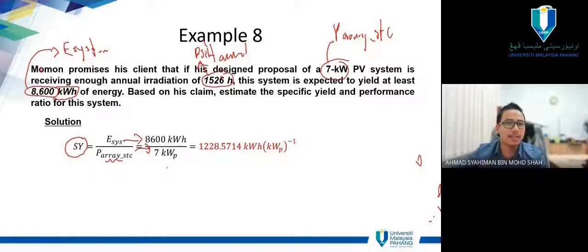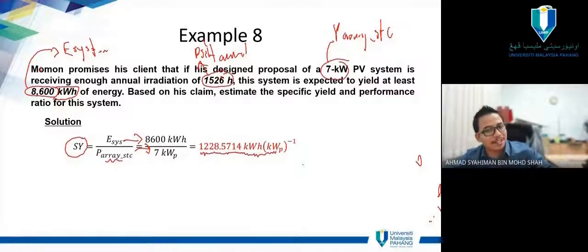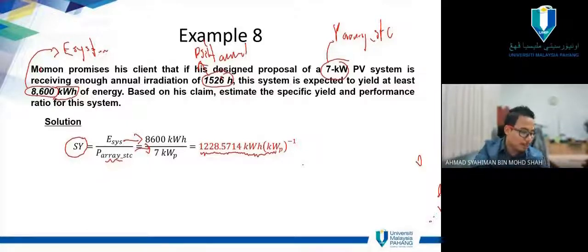Kita panggil peak. Okay, P kecil tu. So dapat 1228.5714 kilowatt hour per kilowatt peak per year. Okay, jangan tanya saya kenapa tak bagi. Ini sebenarnya dia nak is the expression of the specific yield lah. Dia punya expression unit dia untuk specific yield tu memang dah fix.